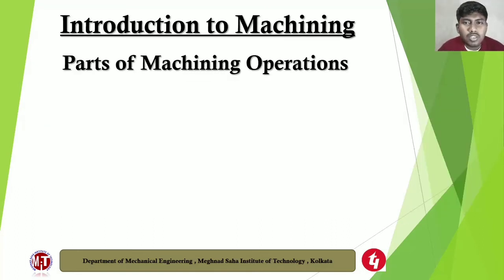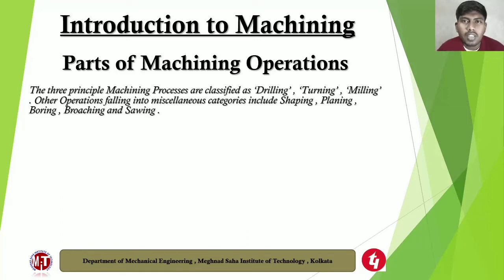Now, parts of machining operation. We have three types of machining operation. Those are drilling, milling and turning. But we also have boring, planing, facing, etc. We kept them in the miscellaneous category. Now I will discuss the drilling operation.